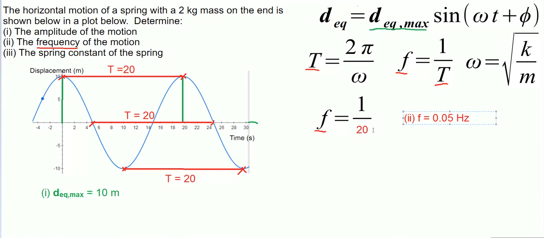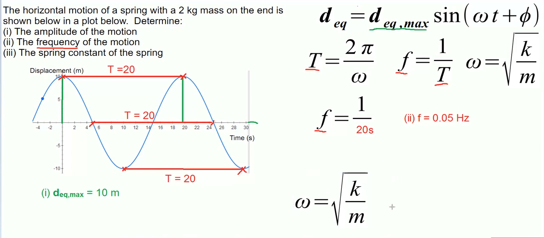The reason why it's hertz is because the 20 down here is simply 20 seconds, and hertz simply means seconds to the negative 1. So that's two of the things we need to find done fairly quickly. The last one we need is the spring constant k. Now, the only place k shows up here is in the angular frequency. So k here we're always going to find mathematically.